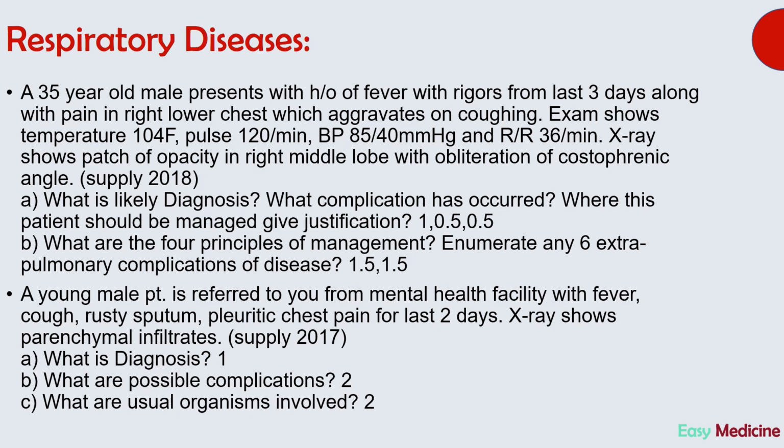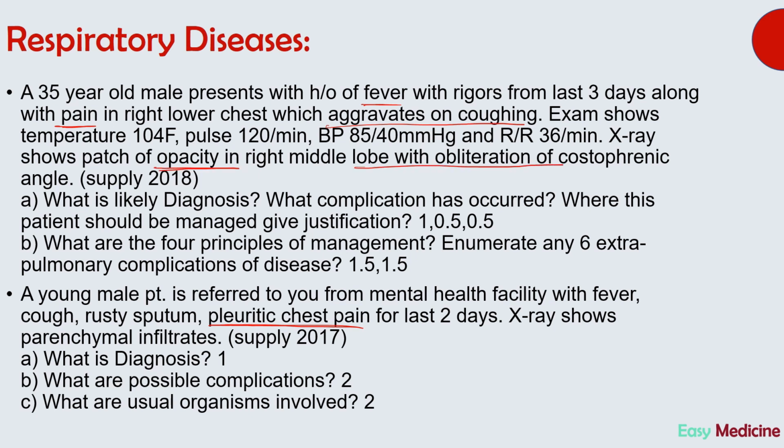Great, so the answer is lobar pneumonia. As I have discussed before, students mainly struggle with reaching a diagnosis, and nobody explains how you come to a diagnosis. The important points which led us to this diagnosis are high fever, productive cough, and a chest pain that aggravates on coughing. This type of chest pain is called pleuritic chest pain. Also, there is extra evidence of opacity in the lung lobe.